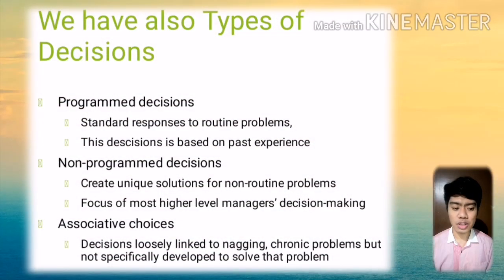We have also types of decisions. The program decisions, non-program decisions, and associative choices. The first one, which is program decisions, it is the standard responses to routine problems. This decision also is based on past experience. In non-program decisions, it creates unique solutions for non-routine problems. It focuses also on most higher level managers' decision making. In associative choices, the decision is loosely linked to nagging or chronic problems but not specifically developed to solve that problem.